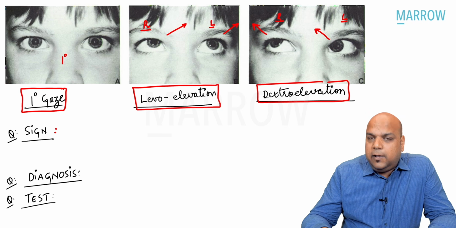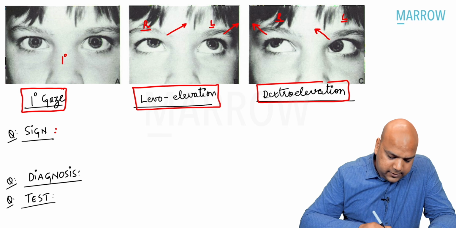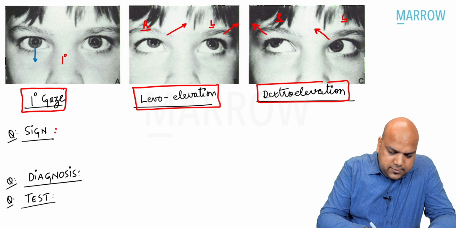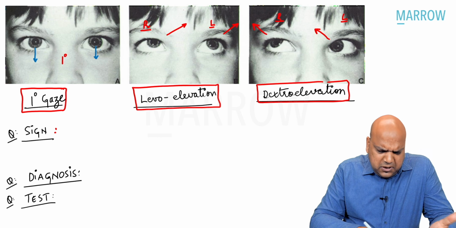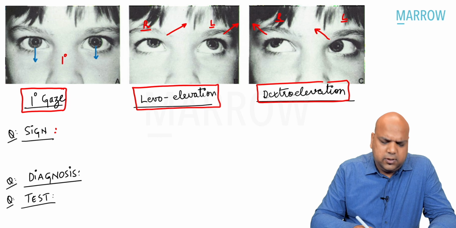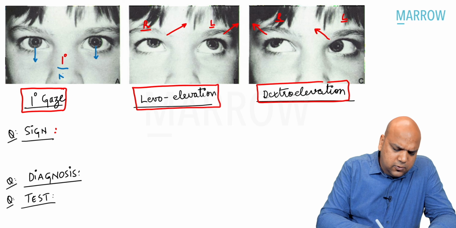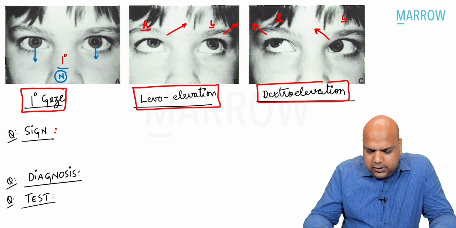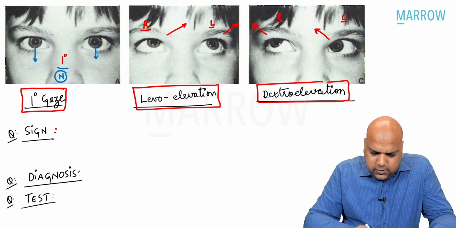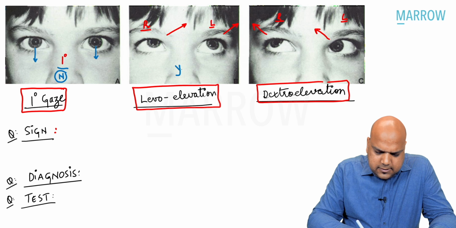So the sign we need to evaluate anyways. Let us try to evaluate it. In the primary gaze, are both the eyes looking straight? Yes, more or less, I think, sir. It looks a little bit of hypertropia. Okay, but I will say the primary gaze is normal, looks more normal to me than anything else. Now, levo elevation. Are both the eyes looking up and towards the left side? I will say yes. Levo elevation is normal.